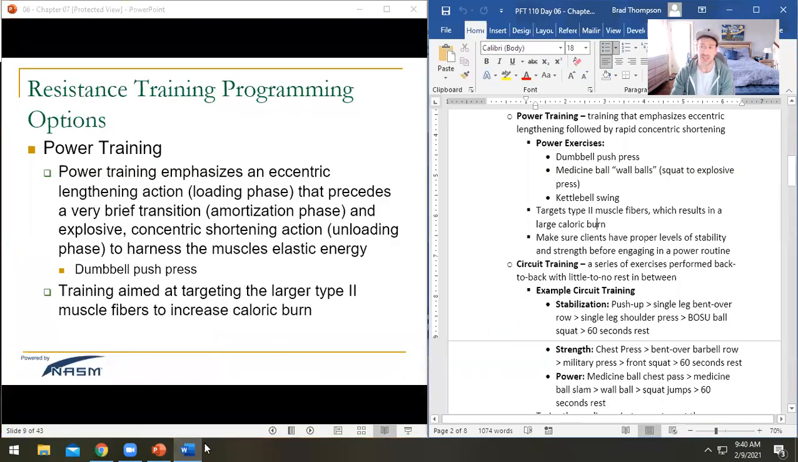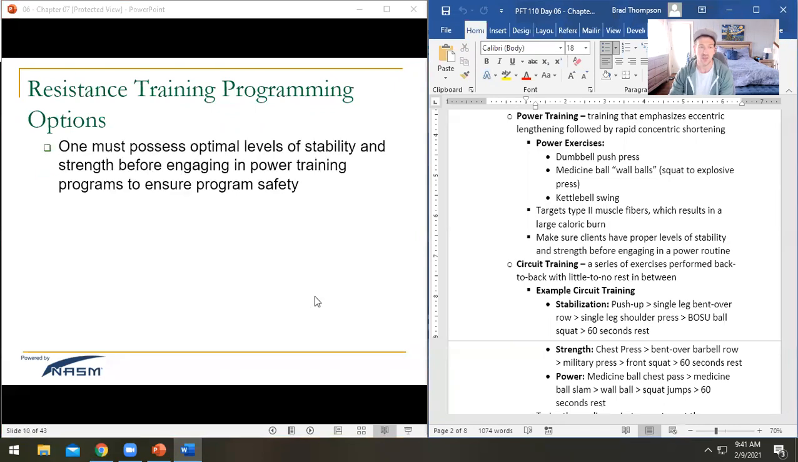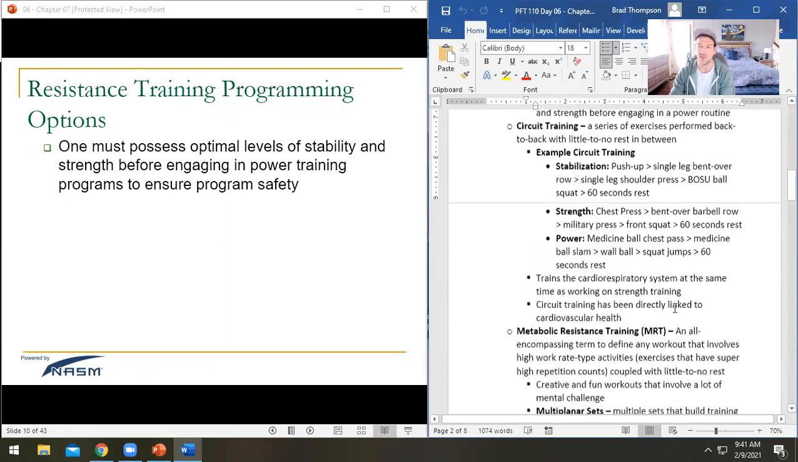But let's say you got a client who has been on a program for a long time and they are closer to their goal. This power training could be the best way for you to really maximize that expenditure right at the end there and really burn a lot of calories, to get them to that last 5 or 15 pounds, right? So one must possess optimum levels of stability and strength before they engage in a power program. So make sure you are building your clients up the OPT model before you get to this power stuff.